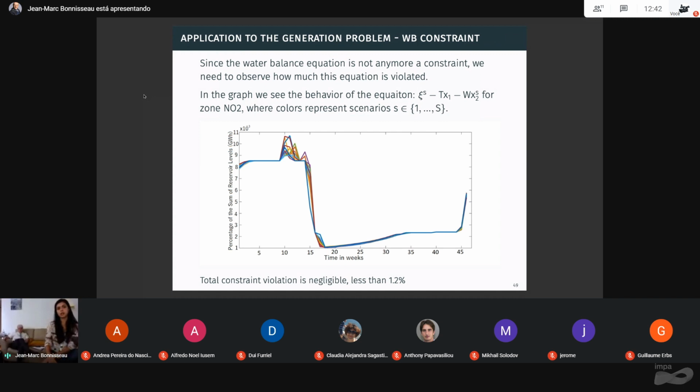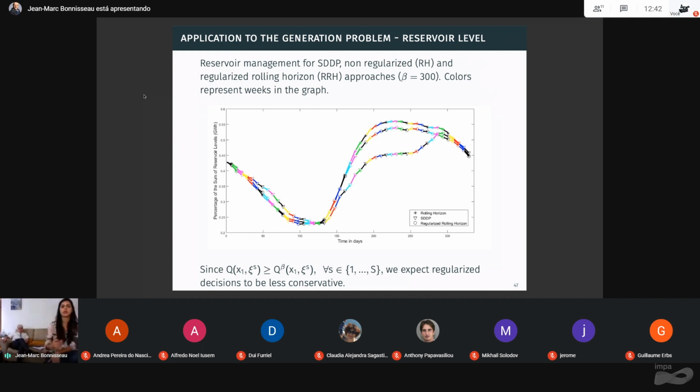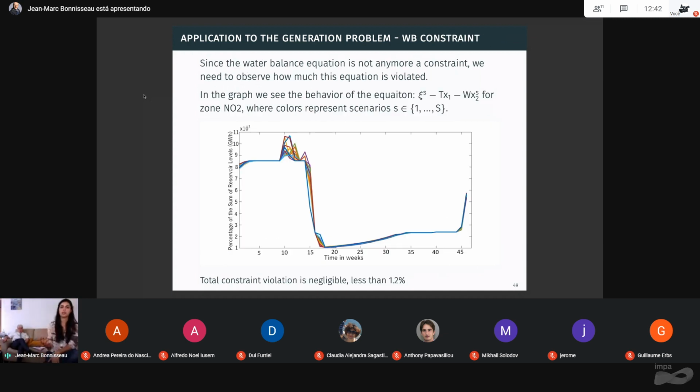So what you see about this behavior is that it is larger here in week 50, and we see that this coincides with where the reservoirs are more pressed, when we have less water. So this pressure in the reservoir makes us more prone to violate the water balance equation. After, we have almost zero, as we expect for this constraint. And it increases a little at the end of the year because of the final constraint that the final level of the reservoir needs to be the same as in the beginning. But in total, the constraint violation is negligible, less than 1.2%.